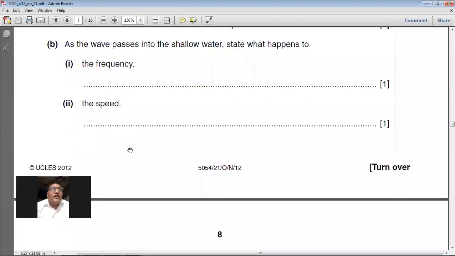Okay. The next question is, as the wave passes into the shallow water state, what happens to the frequency and the speed? You know, when the water waves enter a shallow region, their frequency will be unchanged. The frequency will not change. It will remain the same. The speed will decrease. The wavelength will also decrease. Here the question is about the speed. The speed will decrease. Frequency will be unchanged, speed will decrease. I hope you have understood.